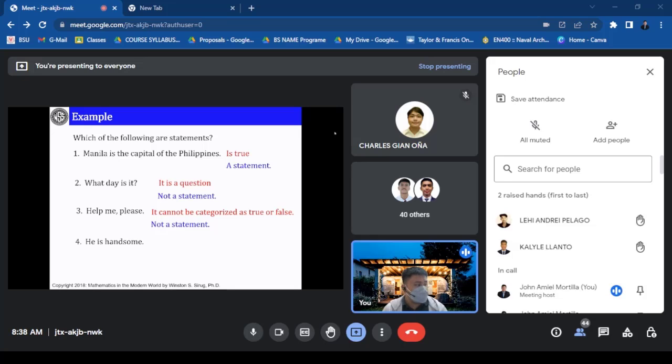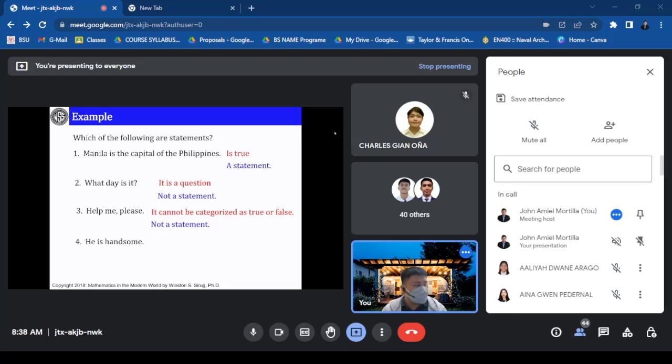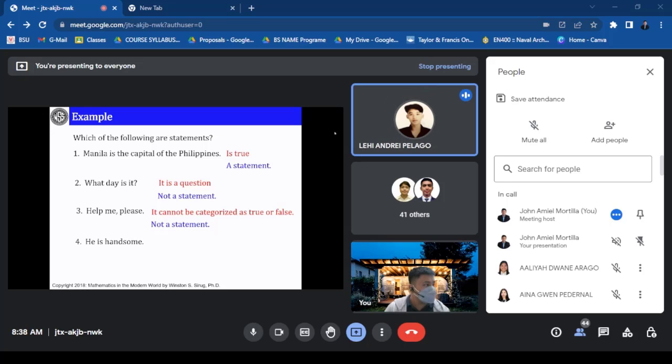Okay, Andre. Not a statement po. Okay, why is it not a statement? Dahil po nung word na "his", hindi po specified. Dahil? Dahil po nung word na hindi po specified. Aling word? Aling word ang hindi specified? Hindi po.